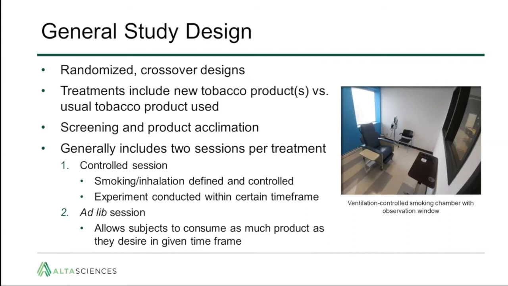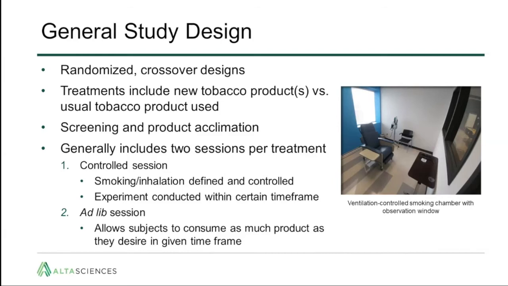So there are generally 2 sessions per treatment. You have a controlled session in which you administer a product. The smoking inhalation is defined and controlled. We'll give them a certain amount of time. We'll give them specific instructions on how to inhale, and it's conducted within a certain time frame. And oftentimes when you have smoking or vaping, you need to have controlled ventilated smoking chambers with an observation window. These are critical in a study in order to be able to safely administer a vaped or smoked product and also protect staff from exposure.